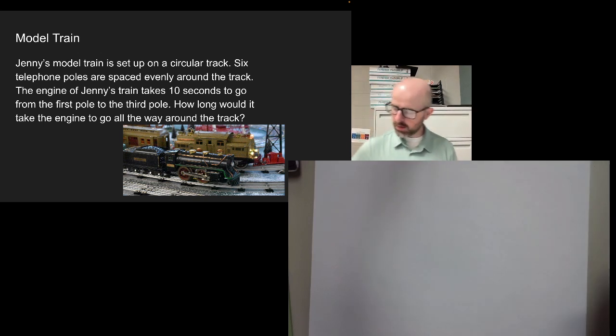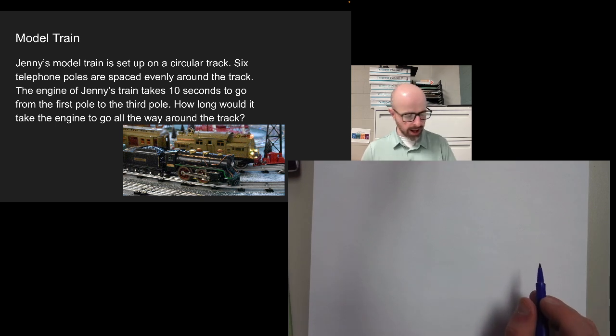This is one where having the visual is going to be really important to helping us understand it. So, Jenny's model train is set up on a circular track. 6 telephone poles are spaced evenly around the track. The engine of Jenny's train takes 10 seconds to go from the first pole to the third pole. How long would it take the engine to go all the way around the track? Well, if you look at it, third pole would be halfway. It takes 10 seconds to get to halfway, so it would take another 10 seconds to get back. So the answer should be 20 seconds, right? Wrong. This model will help us figure it out.